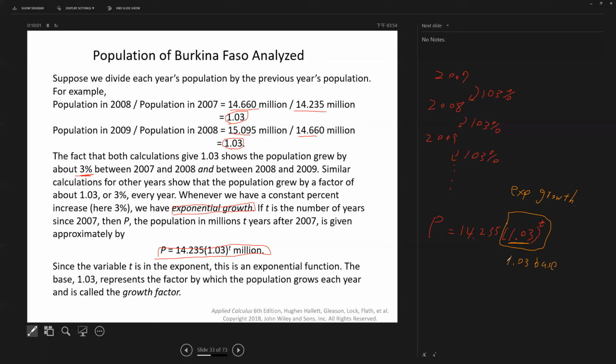If it's above 100%, or greater than 1, it means exponential growth. If it's between 0 and 1, then we say it's exponential decay. Since the variable t is in the exponent, this is an exponential function. The base 1.03 represents the factor by which the population grows each year and is called the growth factor. It's increasing every year by 3%, and increasing means we have to add the 3% on top of the 100%.